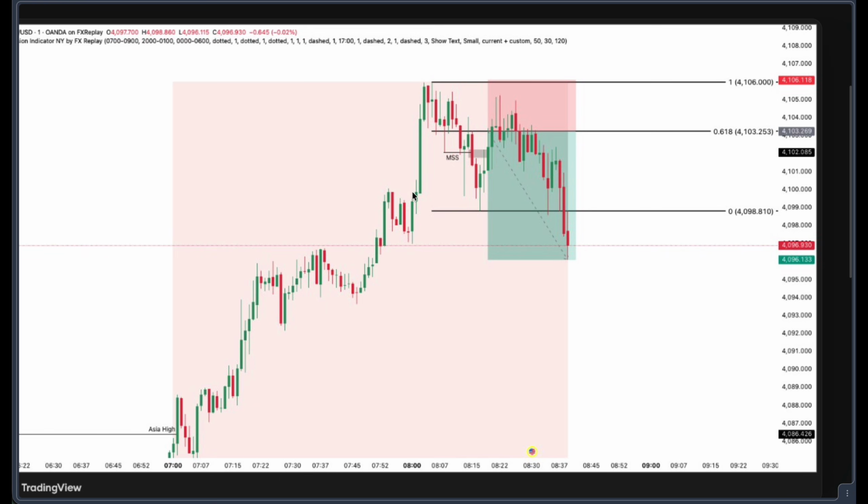We come up, we come up, we come up, we come up. We finally get that market structure shift right here, and you can see the fair value gap was created in that leg during that market structure shift. We enter our position at the 0.618 level of the Fibonacci, and you can see this one was a winner.